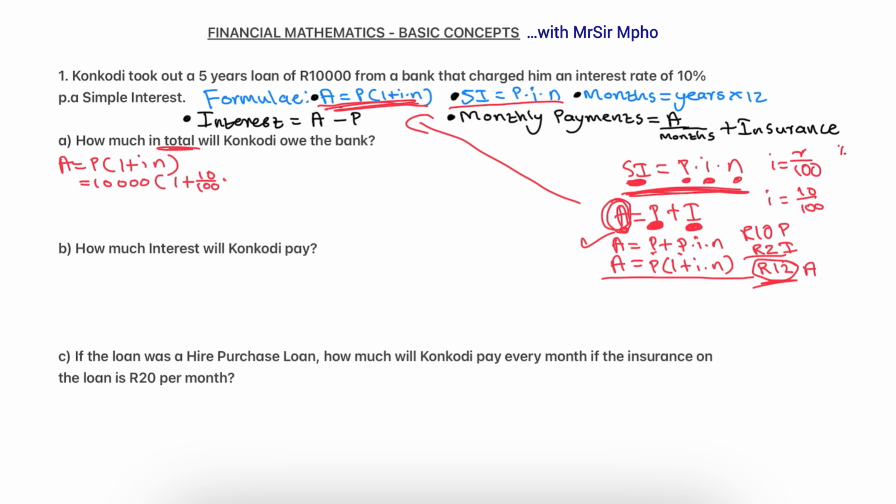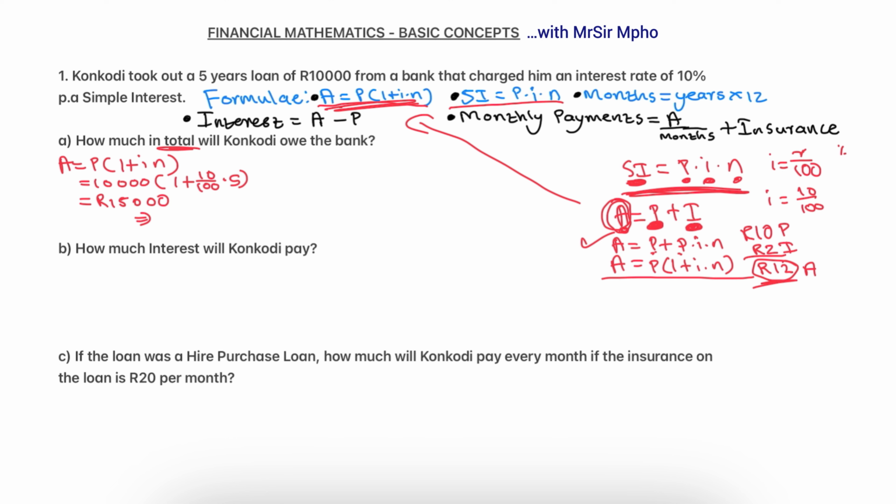And then I say dot for multiplication. And then the N is for number of years. They said the loan will take how long? 5 years. So I'm just going to write 5. And you close, right? Then you're going to say 10,000 rand into 1 plus 10 over 100 multiplied by 5. I'm going to be like 5 cancel 100 and 10. Then you can even press it on your calculator and you're going to get 15,000 rand. That's the total amount of money that Konkodi will owe the bank.